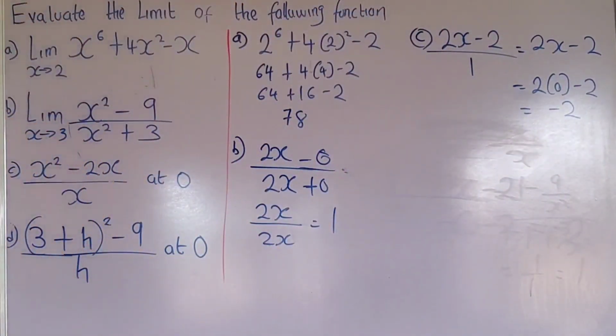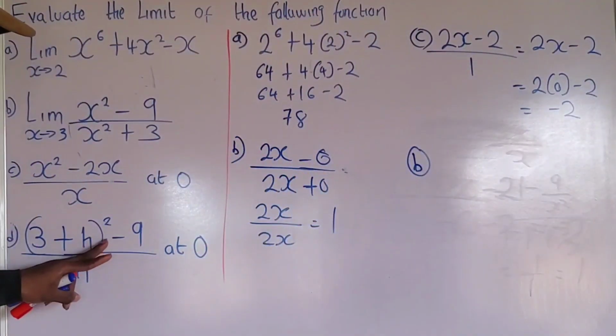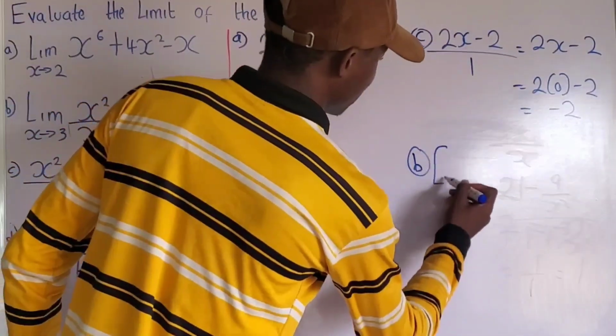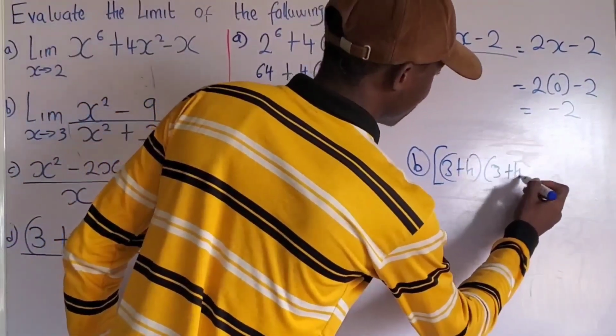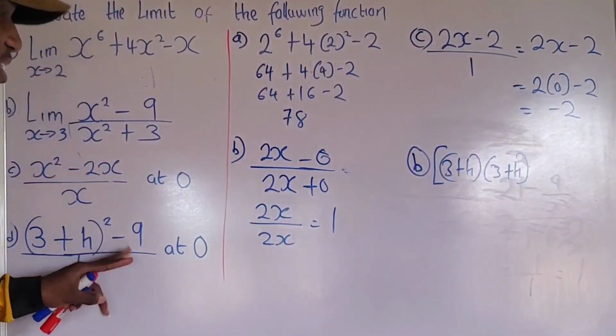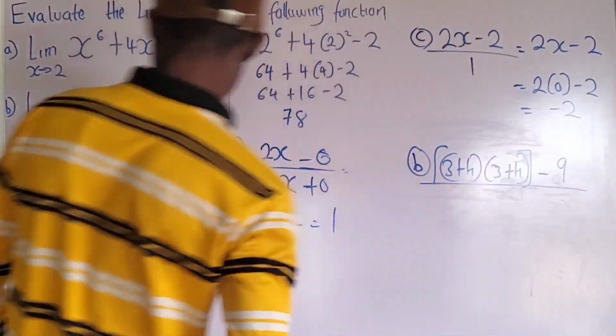I want you to pause the video, then attempt this question. Then when you are done, check if your answer is correct. Now, dealing with this question, the first step, if you want to use L'Hospital rule, let us first expand. You understand? So if you want to expand, I'm going to have 3 plus h squared can be written as 3 plus h multiplied by 3 plus h. Then you can put this negative 9, minus 9, all over h.